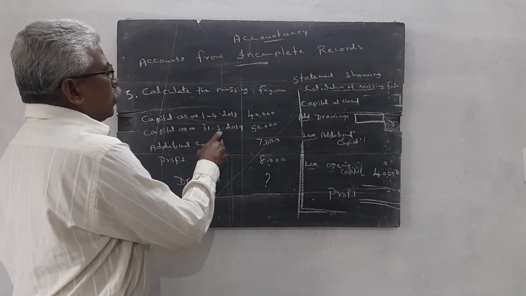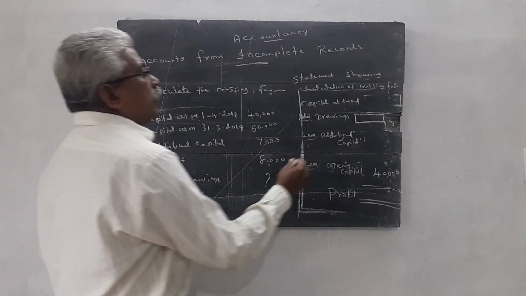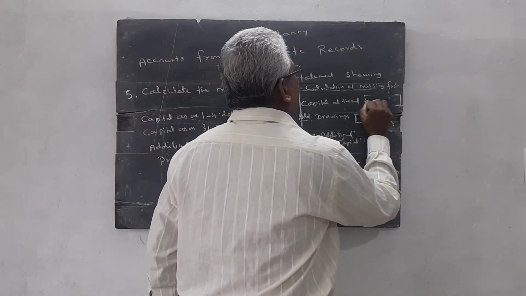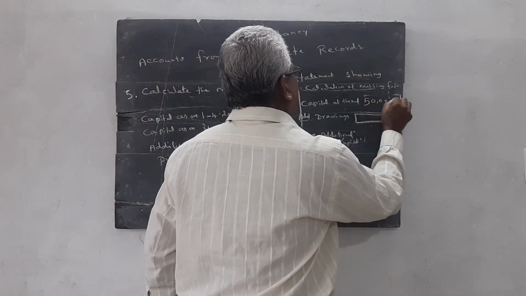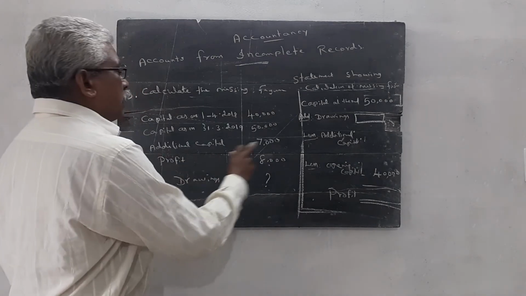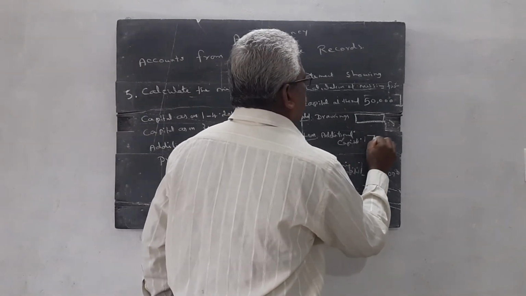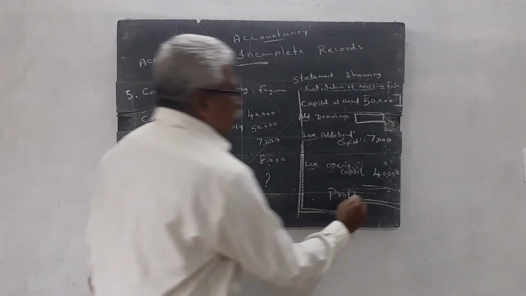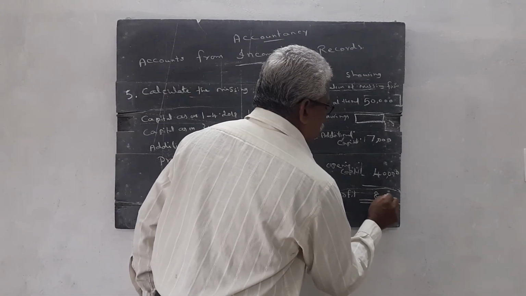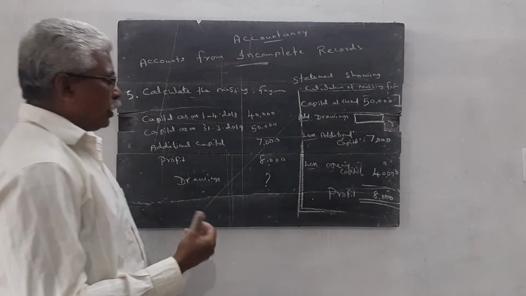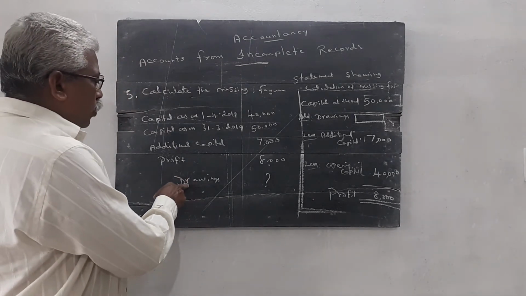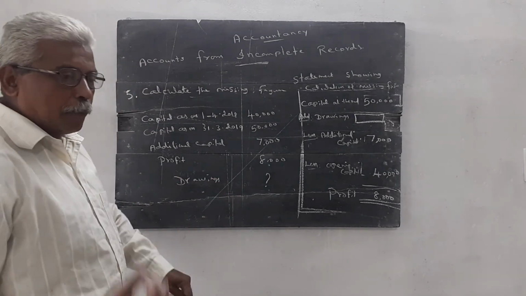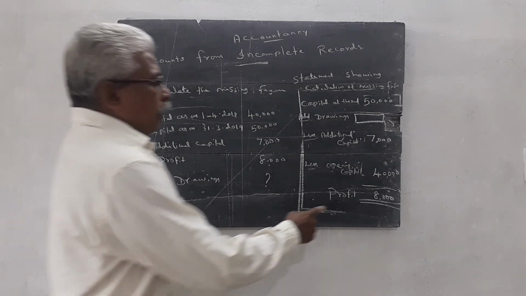Capital as on 31/3/2019, that is capital at the end, is 50,000. Additional capital is 7,000. Profit is 8,000. These are all the information given in the question. We have to find out the drawings. The same procedure is applicable.